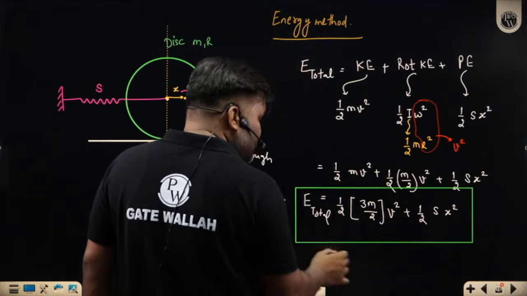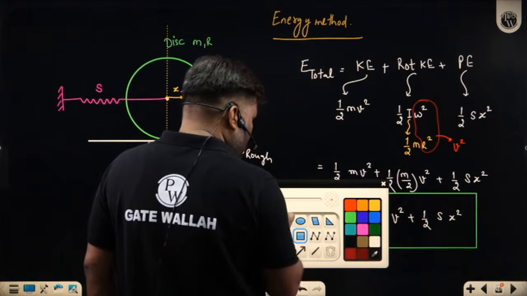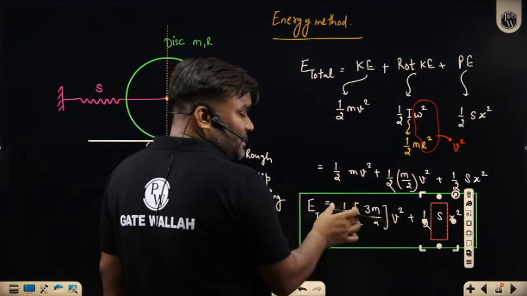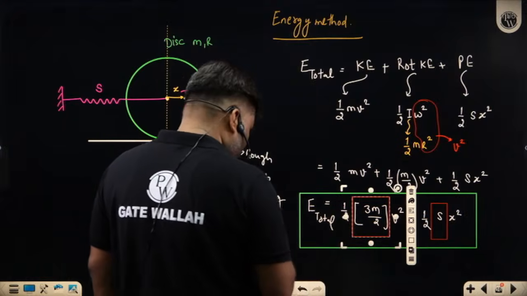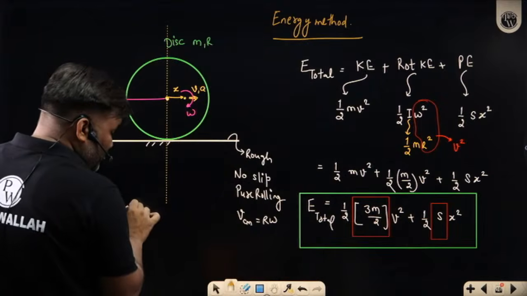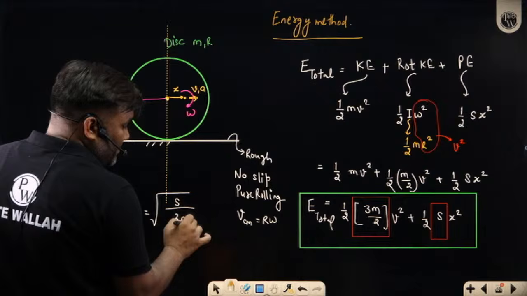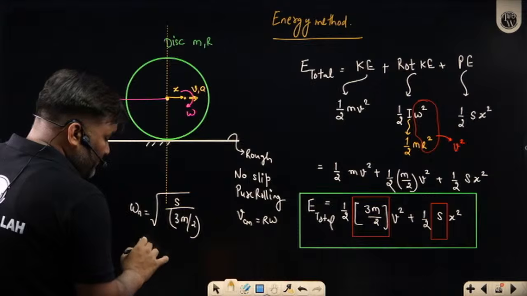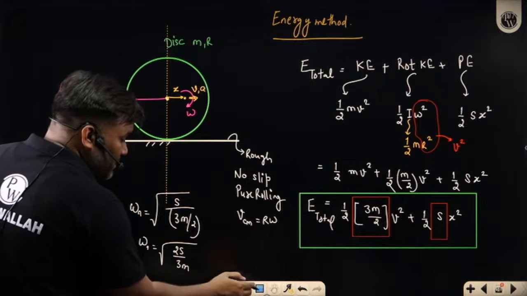And once I have written the total energy, can I directly give my answer here? Sir, what is your direct answer? I can simply say under root half s x square, this half s x square, and here earlier I had half mv square, but this time I have half 3m by 2 v square. So under root this divided by this. So what is the value of omega n? Under root s divided by 3m by 2. I hope this is clear. So which option is correct? You can reframe this as omega n equals under root 2s by 3m.